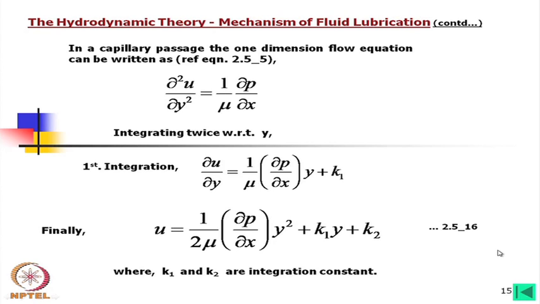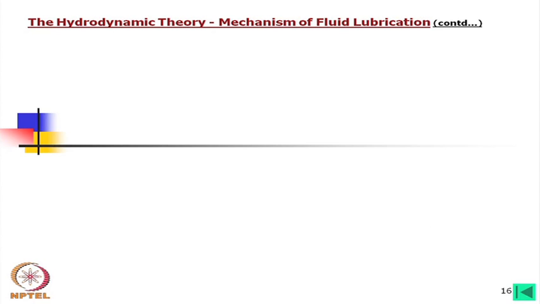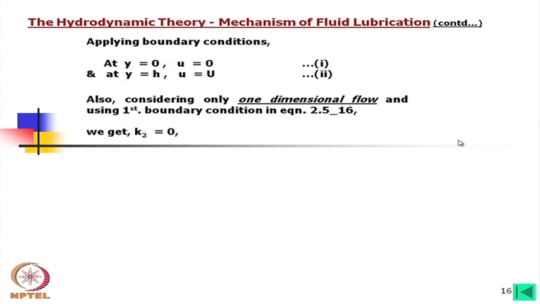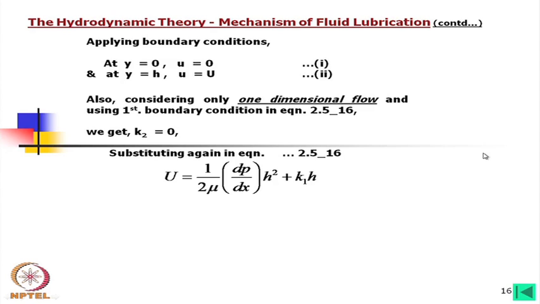This is the same as we have done earlier in case of two flat parallel plates. Now, we apply the boundary conditions. Here the boundary condition is that when y is equal to 0, u is equal to 0, and at y is equal to h, u is equal to U, the velocity of the moving plate, capital U. Also, we are considering only one dimensional flow, the flow only in the direction of the capillary passage, in the x direction. So, we apply the first boundary condition, we get k 2 is equal to 0, and substituting in equation 2.5.16, we get u is equal to 1 by 2 mu dp by dx h square plus k 1 h.